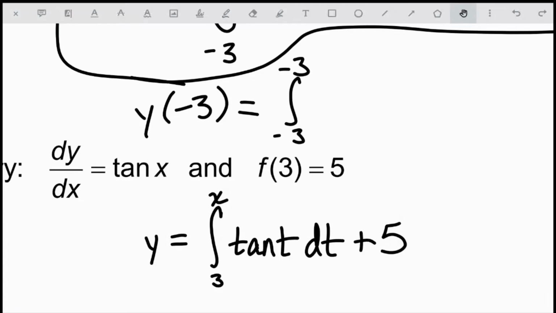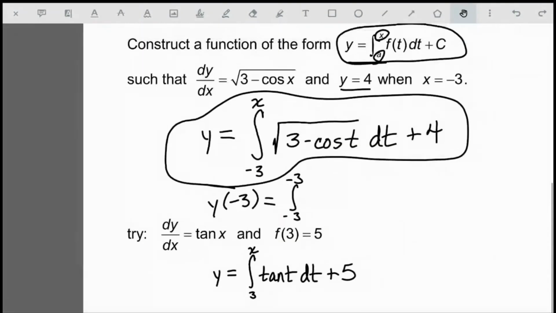Okay, so we'll do some more stuff with functions defined by integrals next time, but I just wanted you to see the beginning of that so you can understand how it works.